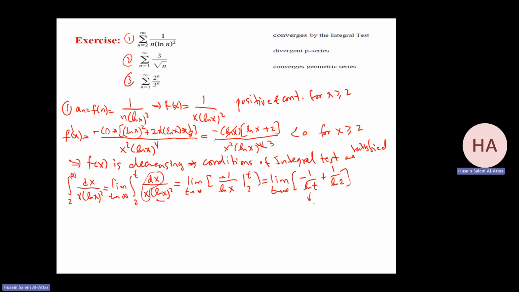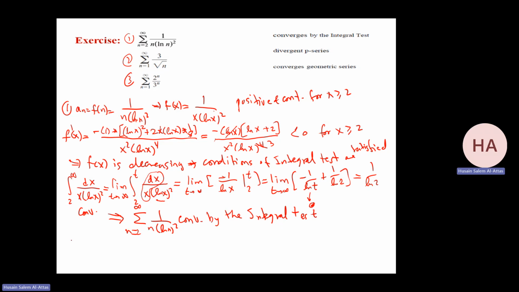This goes to 0. ln infinity is infinity, and 1 over infinity is 0. So this goes to 0, so this will be 1 over ln 2. Converges. So this converges. That implies the series, from n equal to 2 to infinity, converges by the integral test.